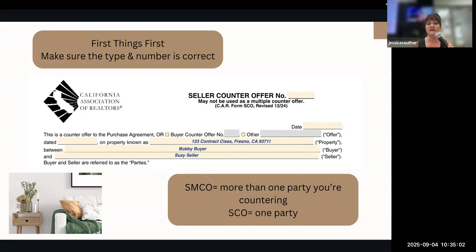Okay, you're going to notice that it says this is a counter offer to the purchase agreement. That's the standard. If, however, we're continuing on in our chain of back and forth negotiations and we're countering a buyer offer, we have to make sure we check this box, buyer counter offer, and we put the correct number in there as well. If it's counter offer 3, we need to make sure we put number 3 in there.